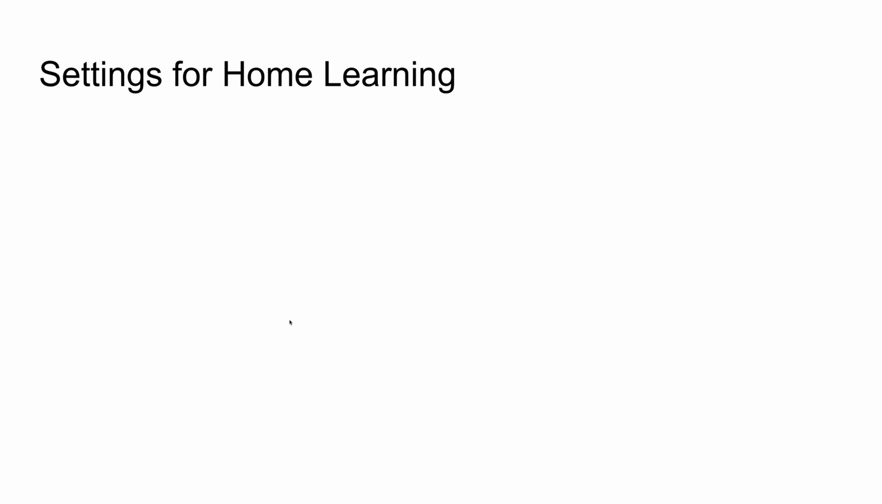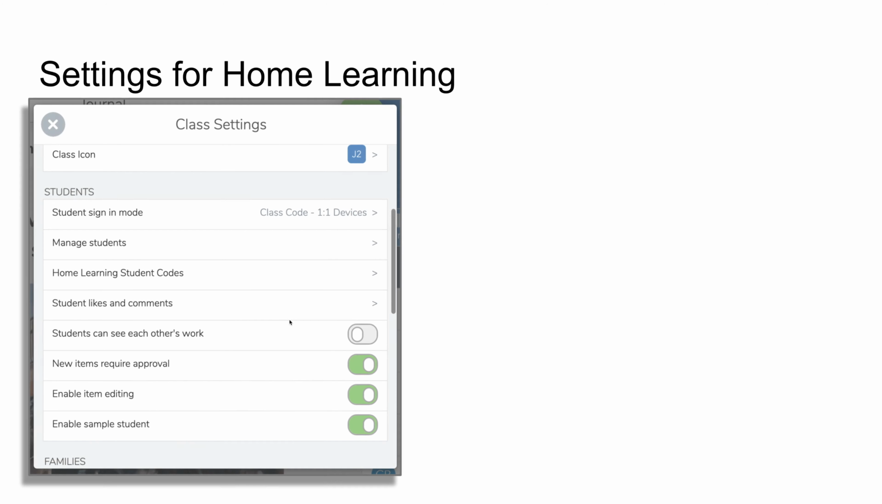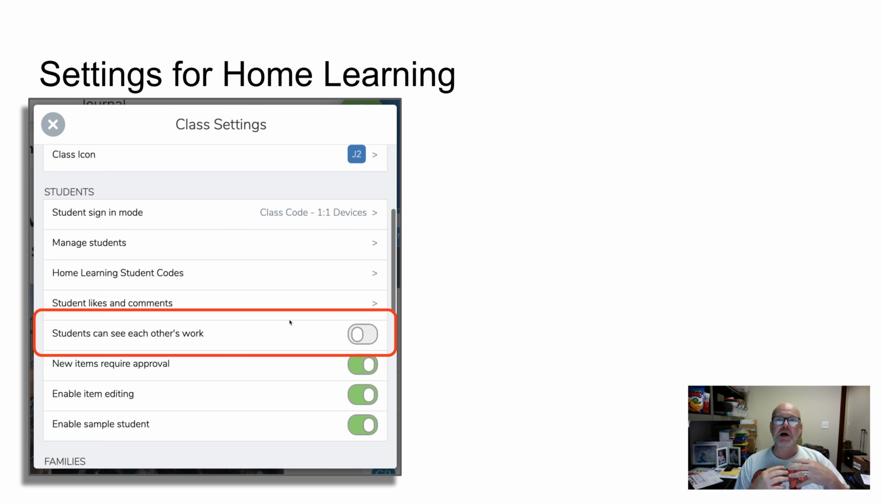Now we're going to set things up for home learning. Again, you're going to click on that wrench. That wrench is so stinking important. Then down here on that toggle, you're going to click on Students Can See Each Other's Work, and you're going to want to turn it off. When students are at home, we do not want students to be able to rifle through each other's work unless you are specifically sharing it with everybody.